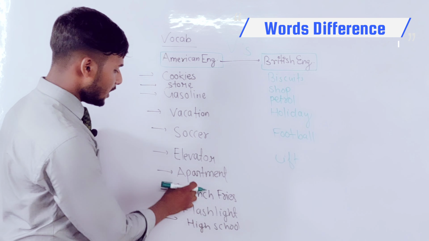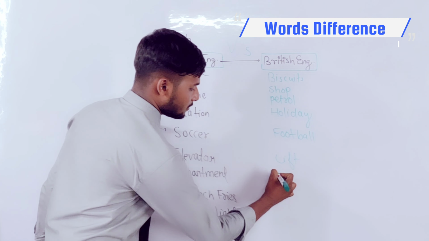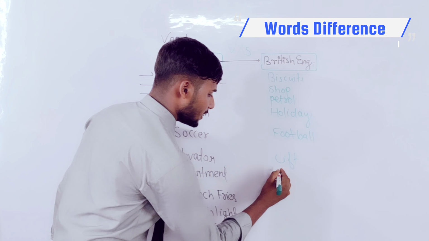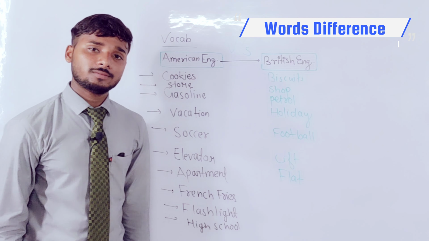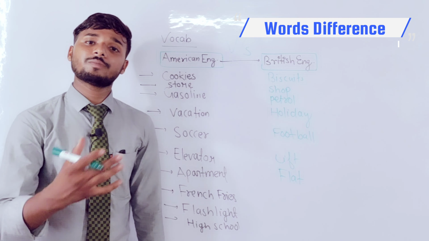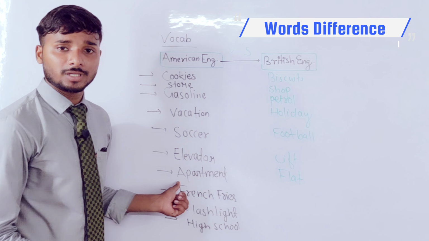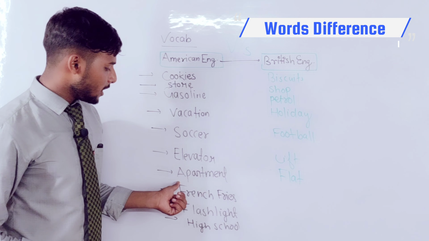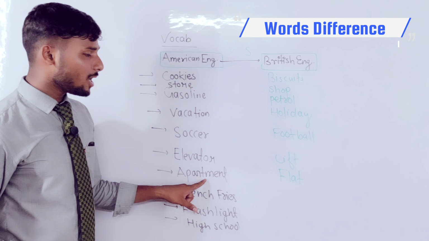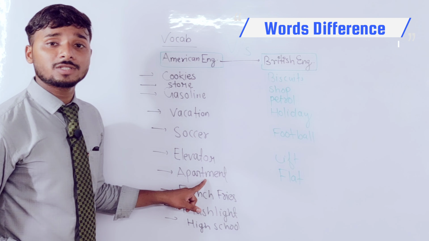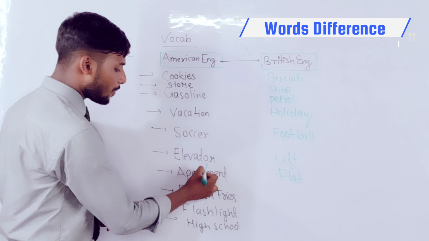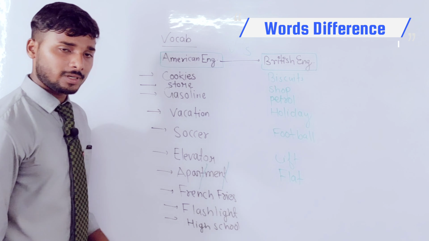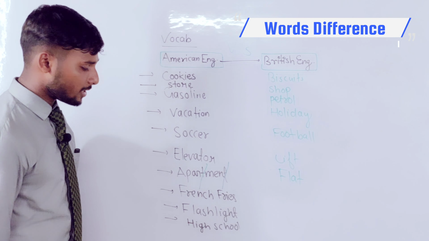Elevator. Understood? Apartment, we call this flat in British English. Come at my flat. In American English, come at my apartment. We don't pronounce it this way, we have to pronounce it apartment. Right? Come at my apartment anytime.